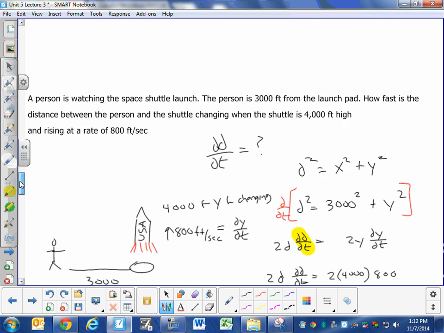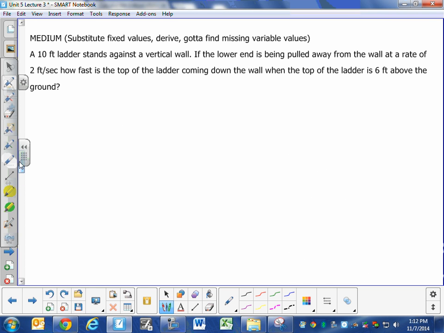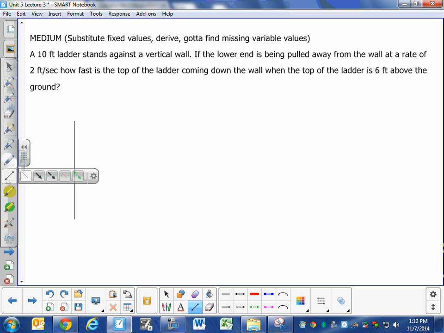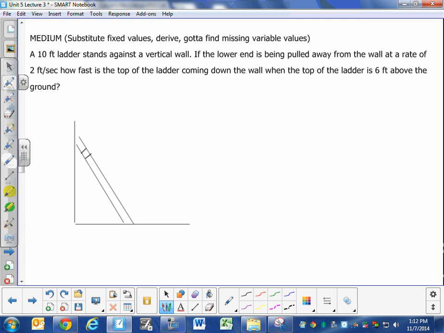All right. Ladder problem. You're up. We got a wall. We got a ladder against the wall. The lower end of the ladder is being pulled away from the wall at a rate of 2 feet per second. The question is, how fast is the top of the ladder coming down when the ladder is 6 feet above the ground? And we're told the ladder is 10 feet.